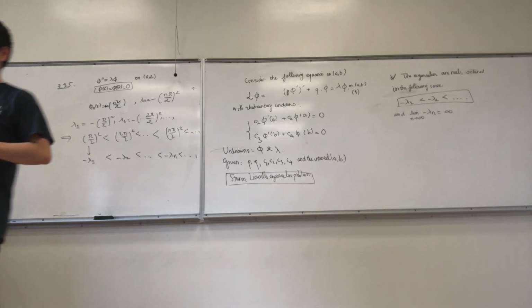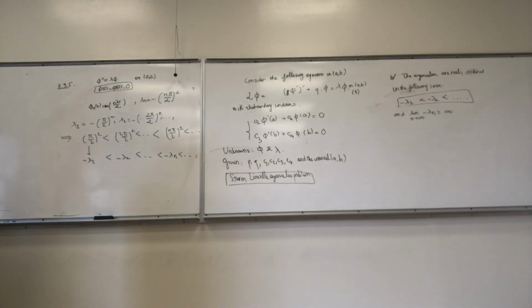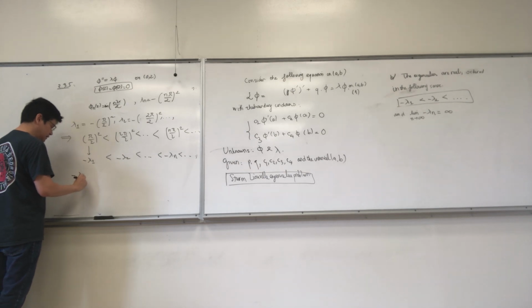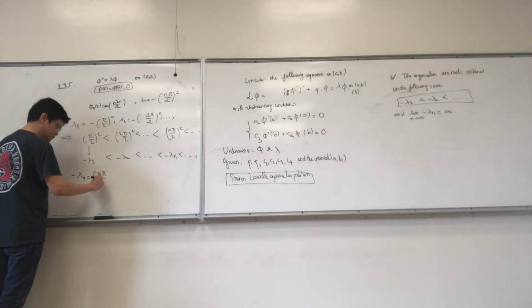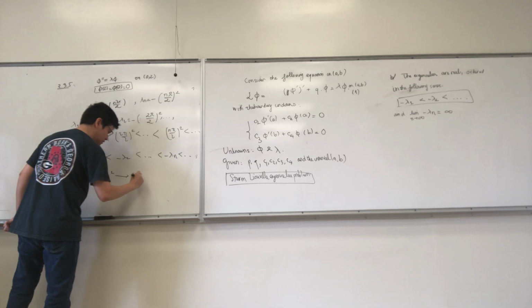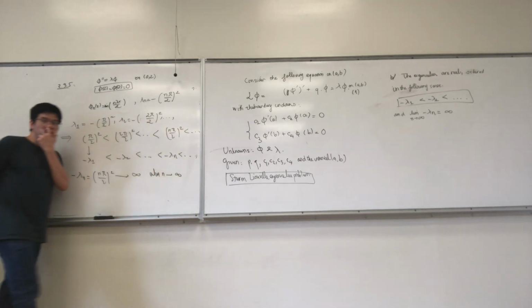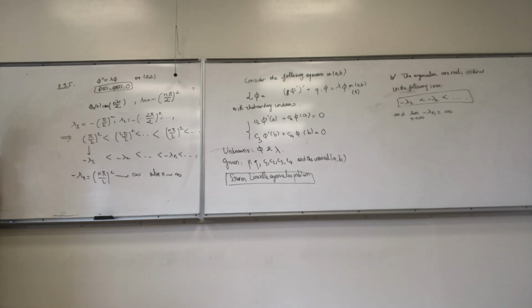Questions? It's good. And so minus lambda n is (n pi over 2) squared, and this goes to infinity when n goes to infinity. That's good. Questions?